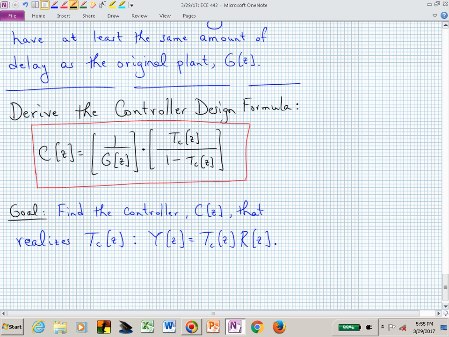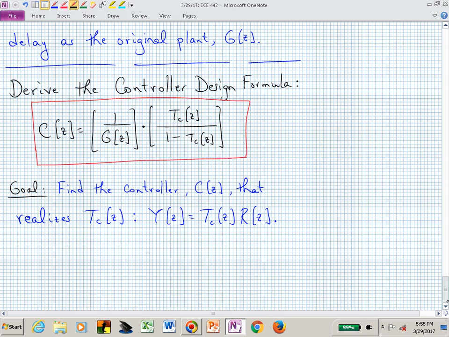The idea is we want to find this transfer function, capital C of Z, such that when we plug it into this closed loop system with a plant of G, we end up with this desired closed loop transfer function, T sub C of Z. That's where this formula is really coming from. We want to find that controller C of z that realizes this desired closed-loop transfer function, capital T sub C of z, which is the transfer function between the reference input R and the output Y.